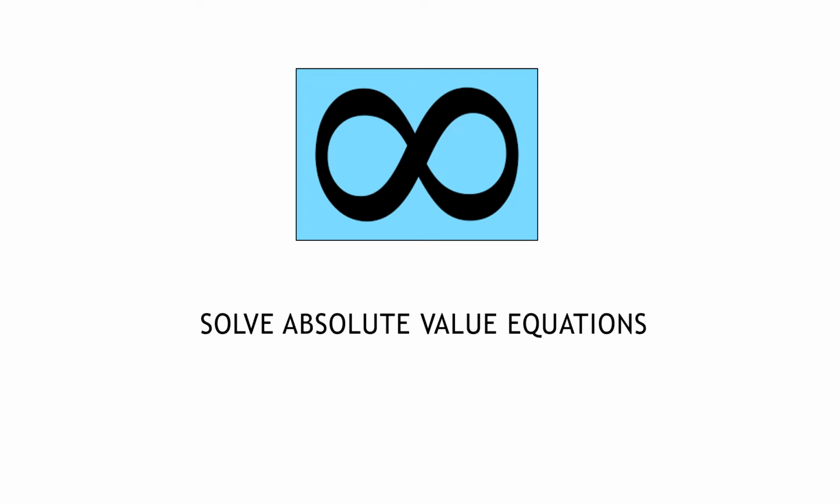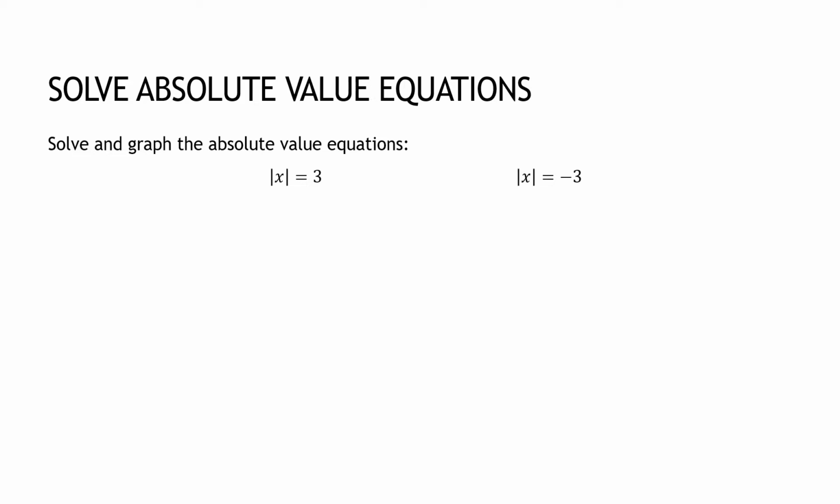This is section 1.8. We're going to start with absolute value equations. So just a reminder about absolute value. Absolute value tells us to take whatever is inside the absolute value brackets and make it positive. Essentially, the definition is the distance from 0 on the number line.